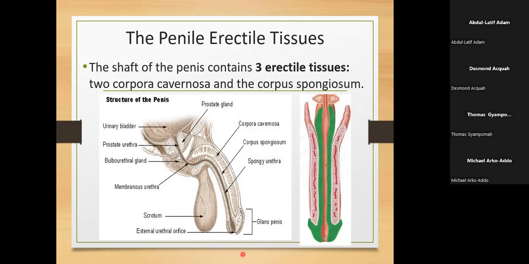This is the cavernosa, the corpus cavernosa. The spongiosum is just lining the urethra. It is the same thing which is lining the urethra straight this way, and then the cavernosa here. So we have two of the cavernosas and one of the spongiosum. I'm sure you appreciate that one.